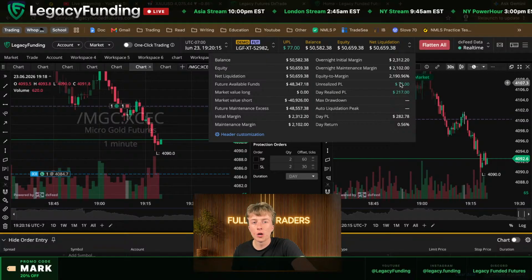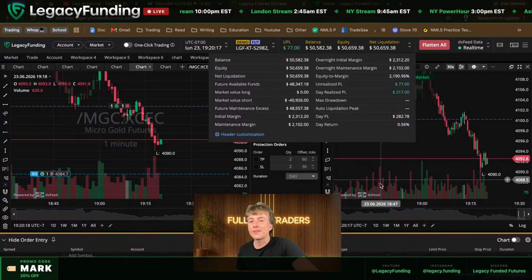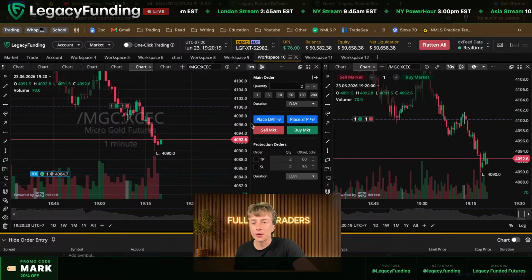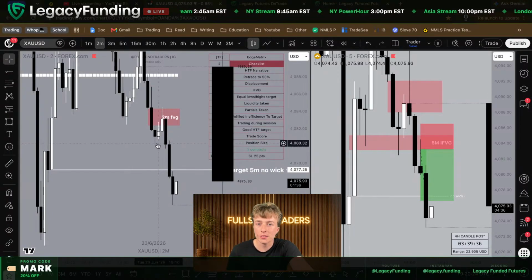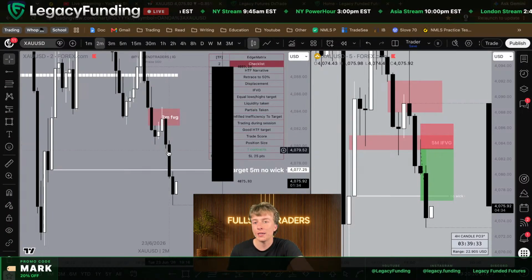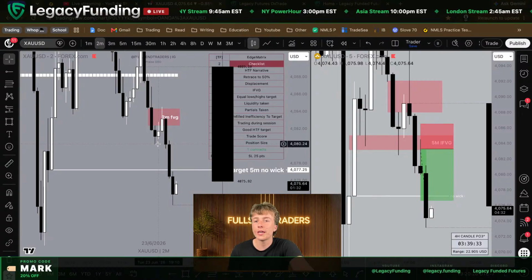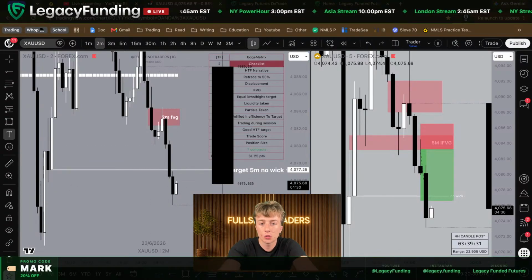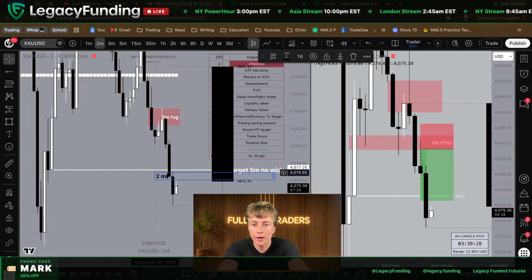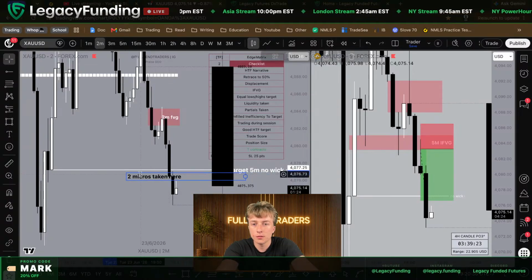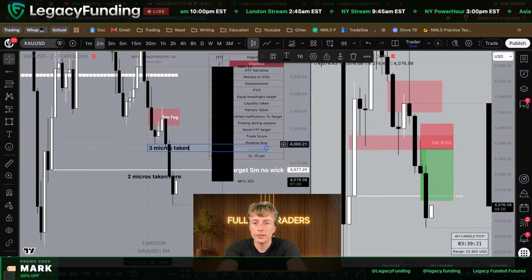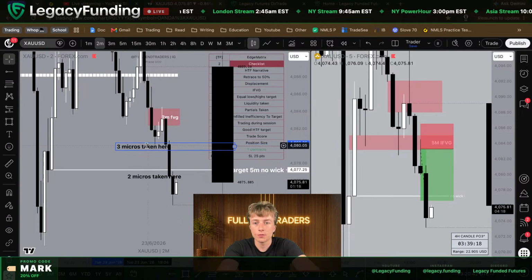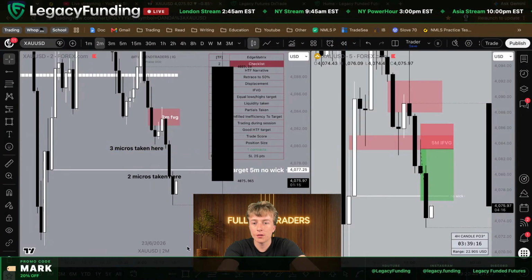I closed $200 and I still have $77 floating on this last micro. I went in with 6 micros. We closed 3 at the low and we left 2 more here. So 2 micros taken here and 3 micros taken here. So total of $200 made on the day.